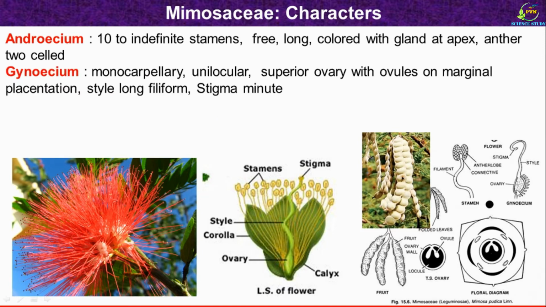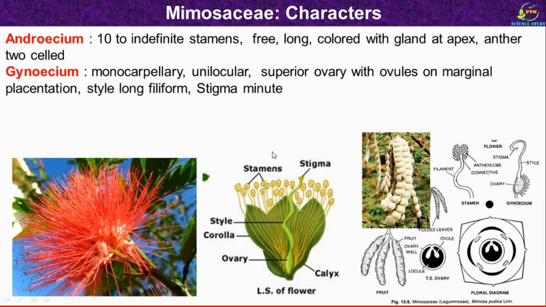Here also you can see the gynoecium. It is unilocular. It means only one locule is present. When we are taking the section of the ovary, you can see that only one locule is present, and so it is described as unilocular. Ovary is superior.